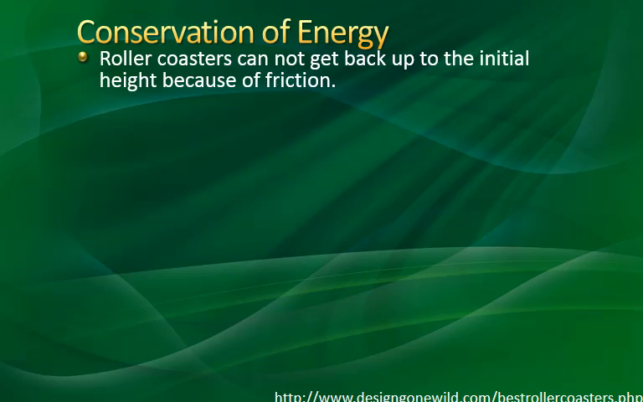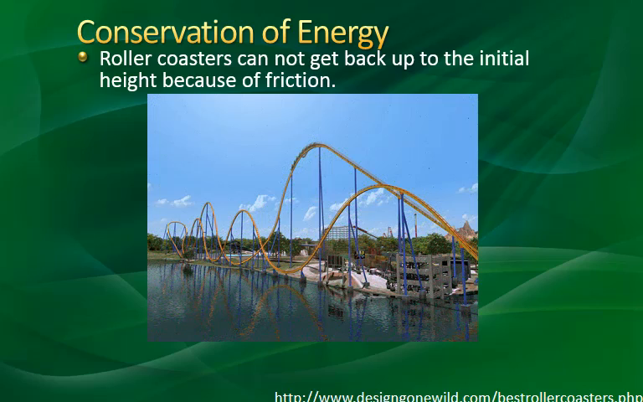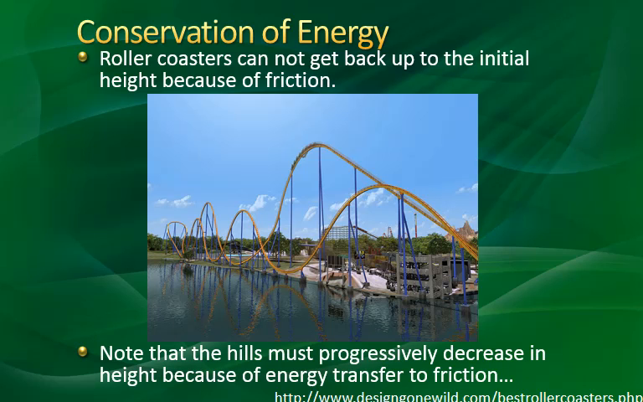Roller coasters can't make it up to the initial height because of friction, right? So some of that energy is transferred into the track, into the wheels, into the air resistance of the air. The air particles are moving faster. So some of it's lost in the internal energy there. And so obviously the hills must decrease in height along the way, and you can see that in this picture.